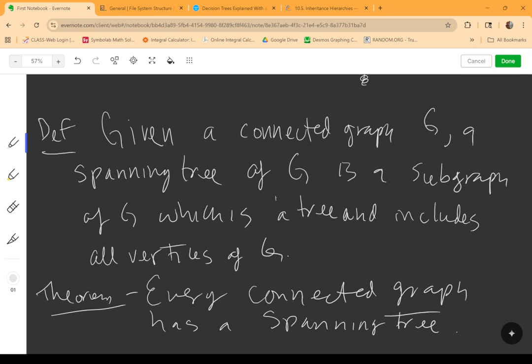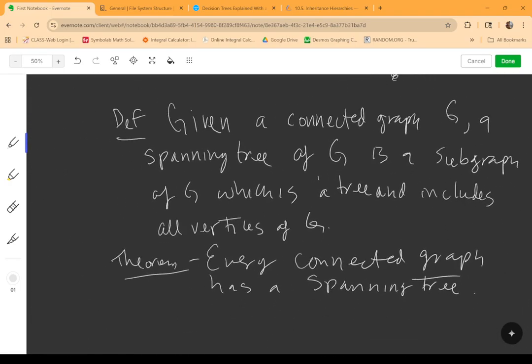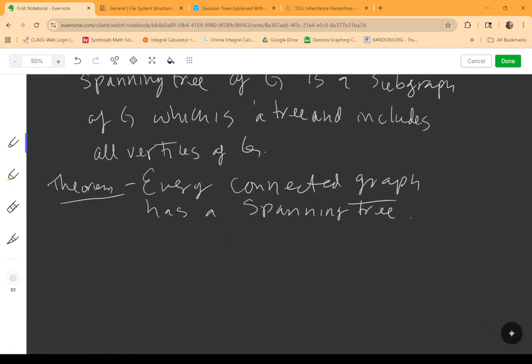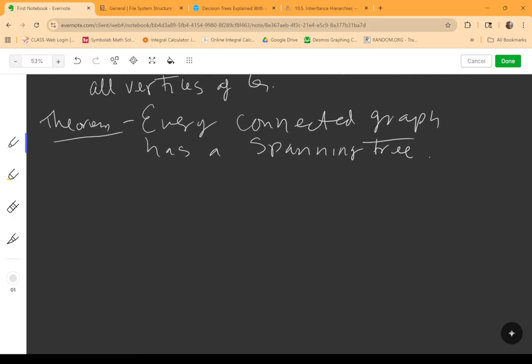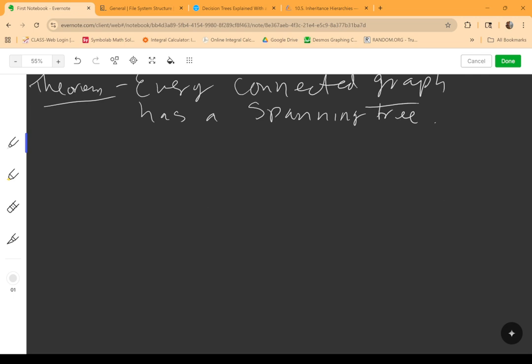Okay, so again, this definition is for any connected graph. It doesn't have to be a tree, right? It states that there is an associated spanning tree of G that is a subgraph of G, which we covered in a previous video, which is a tree and includes all vertices of G. So careful with that "and", right? Not just any tree. The spanning tree must include all vertices of G. And as it turns out, every connected graph has a spanning tree. So let's take a look, for example, at this particular connected graph.